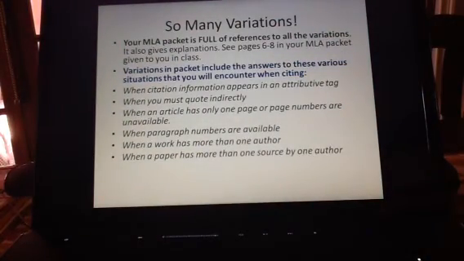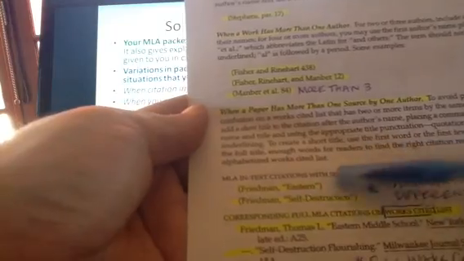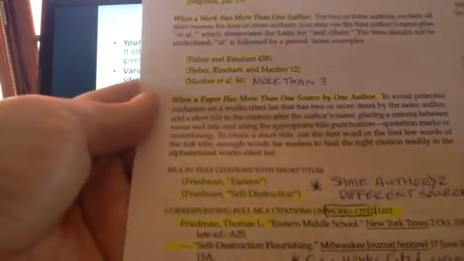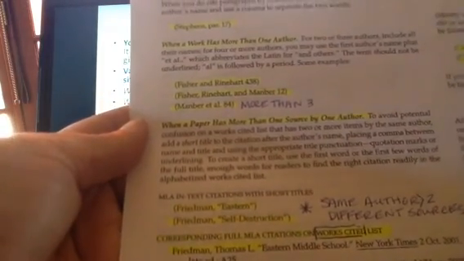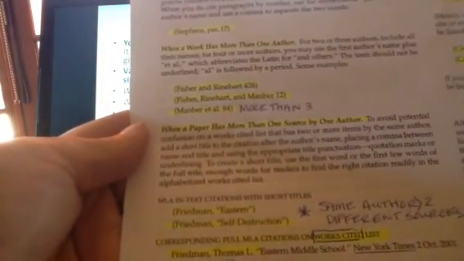When a paper has more than one source by one author, I explained in class, it's very possible. We have 2 by Mark Bittman. We have 2 by Jamie Oliver. If you happen to use both those sources, then how are you going to know which one to use? So again, if you go back to the packet, this is on page 7, you'll see here that you're going to have to include the first word of the article title, or the speech title in our case. So those are things that you want to read over carefully before you start citing.